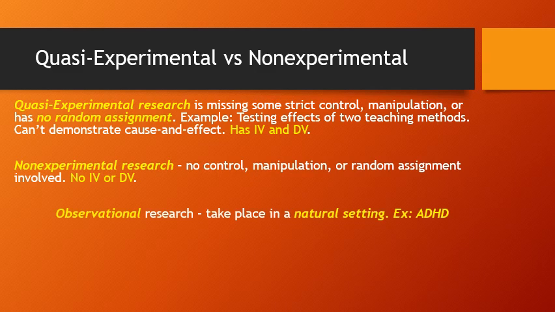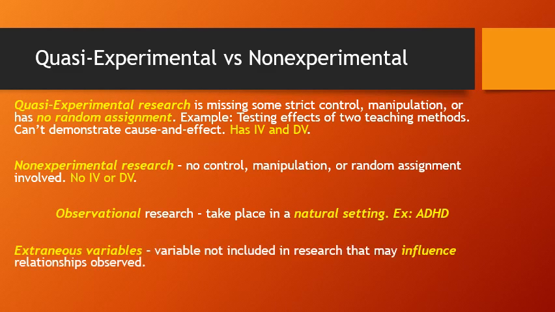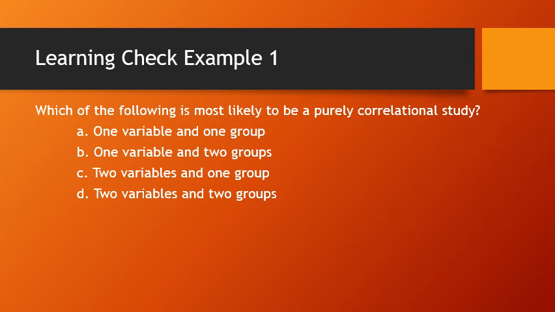Observational research can take place in natural settings. For example, are you observing, looking for signs of ADHD? That's non-experimental research. Extraneous variables, when we talk about studies, these are variables not included in research, but they might influence the relationships observed. Okay, now let's talk about your learning check.